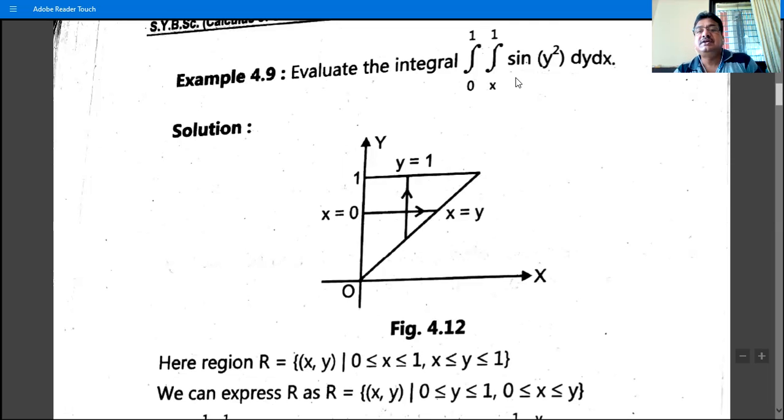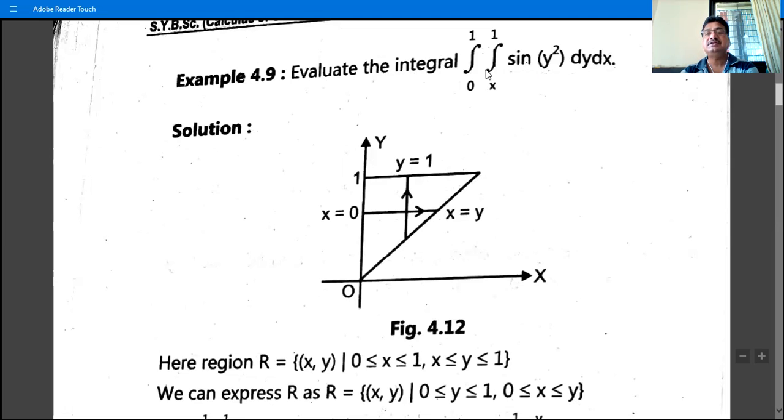That is, a change of order is required in the example. And sometimes the problem is of that type: change the order and then solve the integration. So if the question says change the order and solve the integration, it means we have to change the order. And if the question is, as in this example, just evaluate the integral, there is no instruction to change the order. But some examples require the change of order, because integration becomes complicated if the order is not changed.